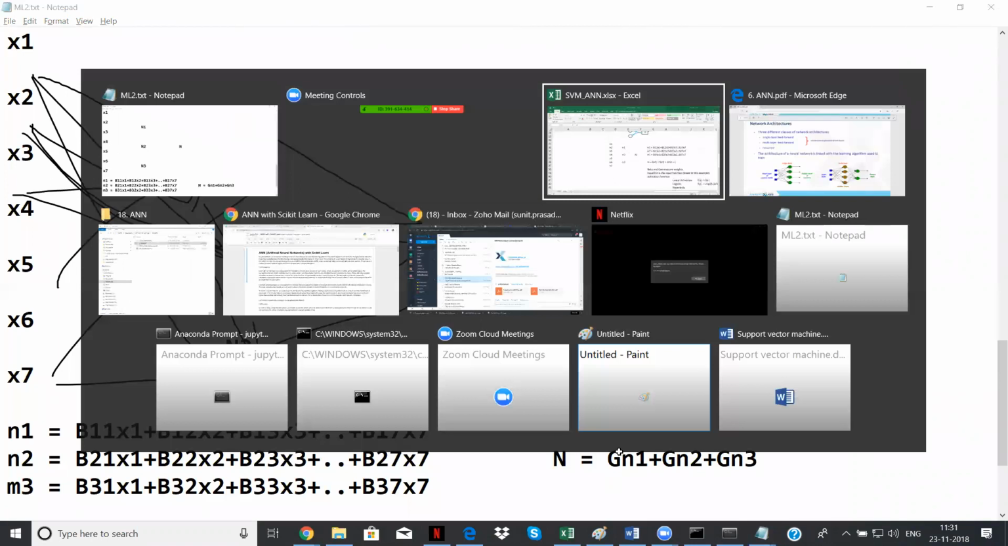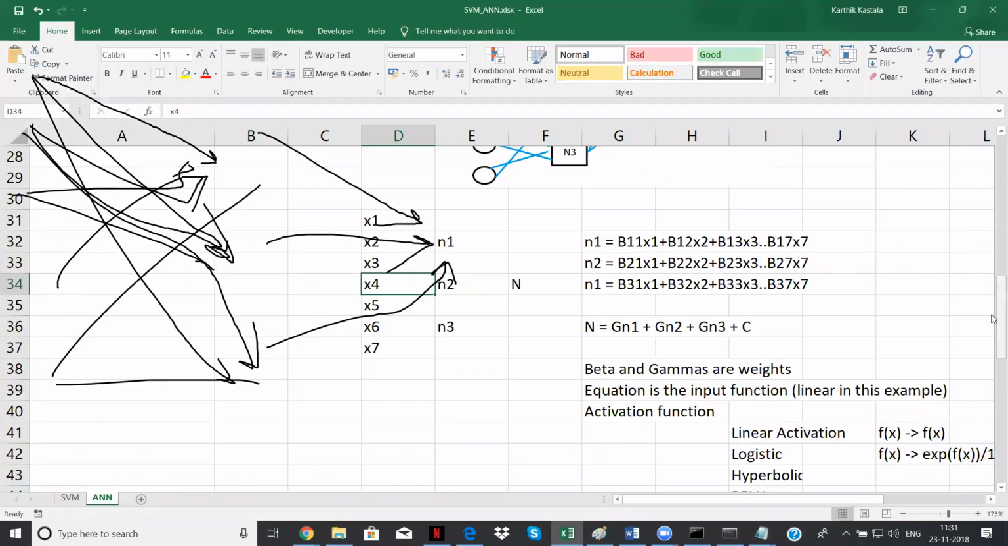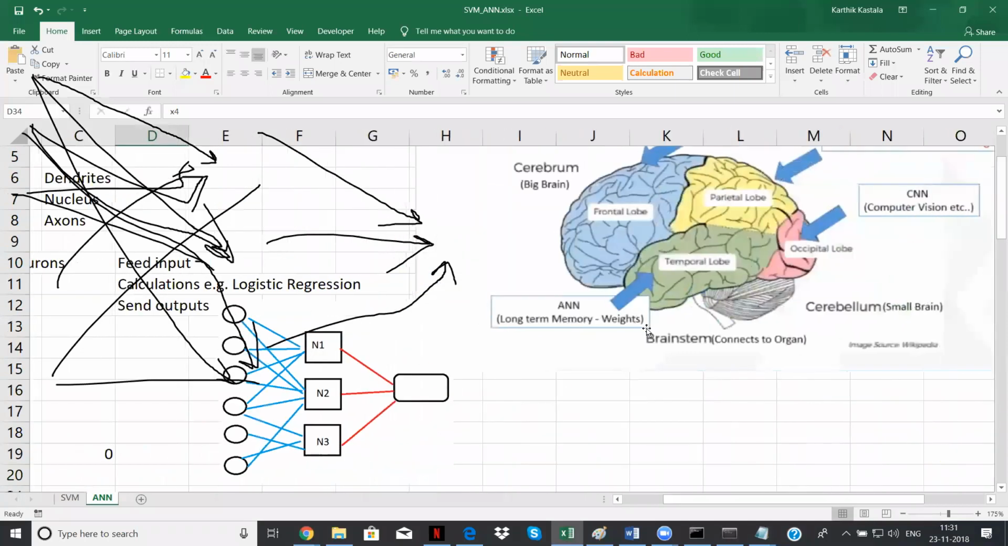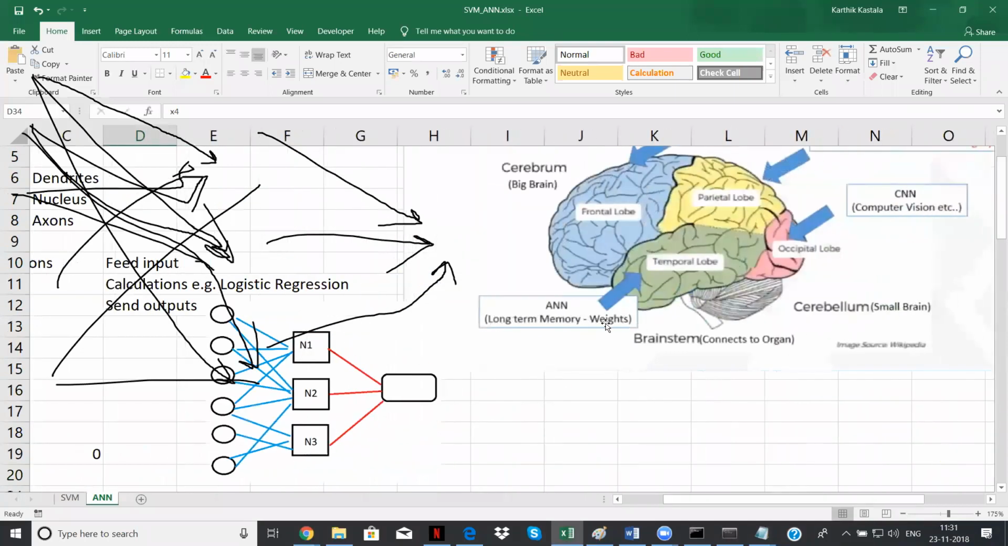Just go back here and see this. I used a term called weights for long-term memory. Like in the real human brain, this weight is a kind of factor for your neurons to be able to distinguish or to keep something in long-term memory or short-term memory. It's the weights which decide everything.